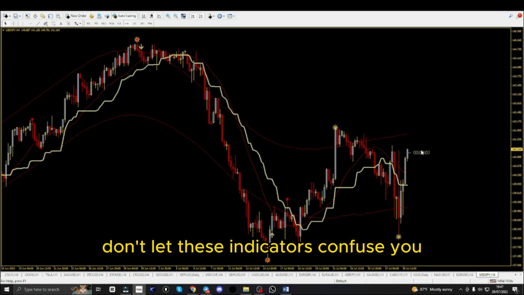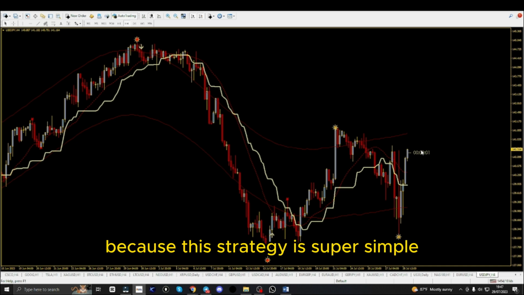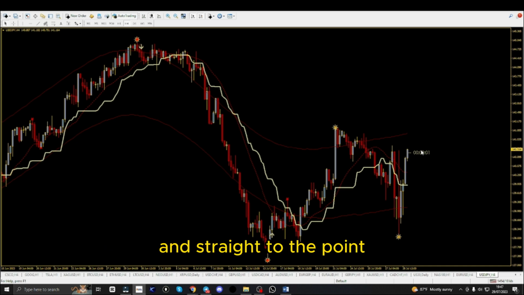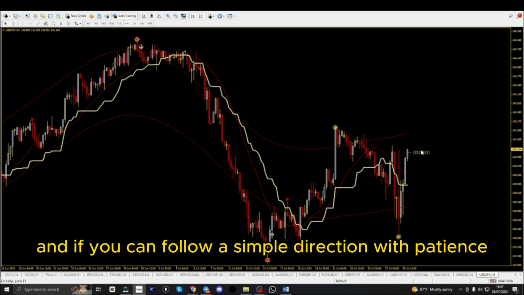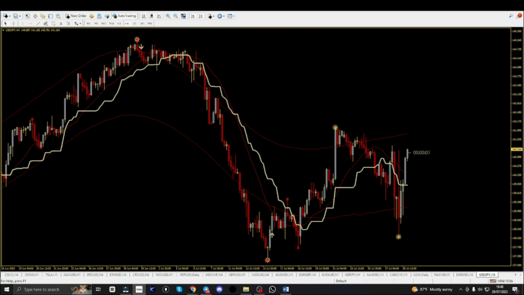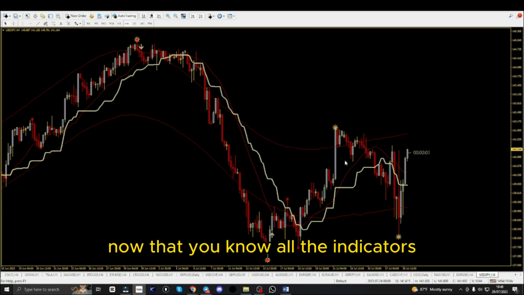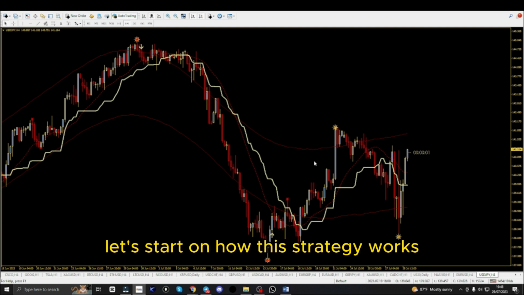Don't let these indicators confuse you because this strategy is super simple and straight to the point. There's nothing complicated about it. And if you can follow a simple direction with patience, this strategy is for you. Now that you know all the indicators, let's start on how this strategy works.